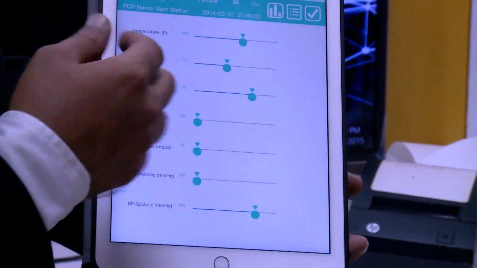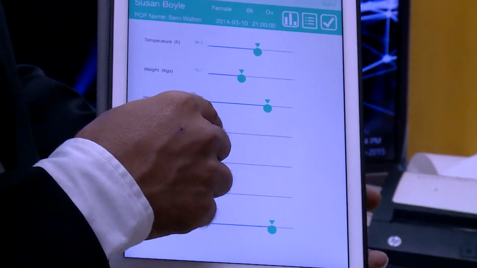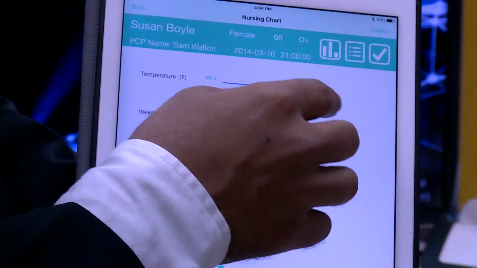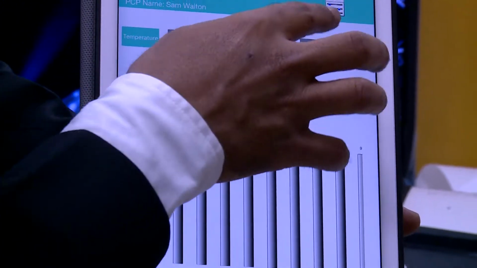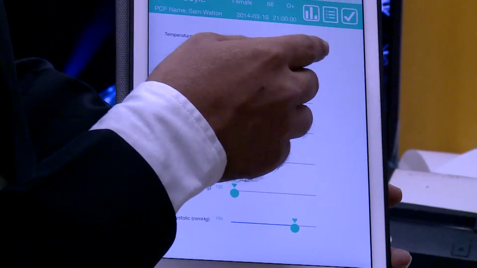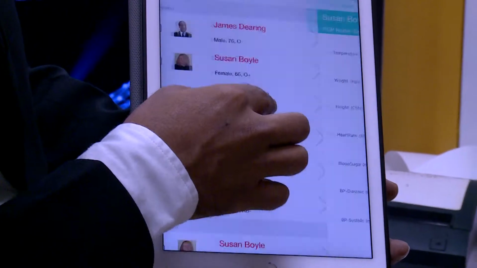Now for the same patient, if it is a patient who has been in the hospital for quite some time, there would be a need for looking at the historical data of the patient. So the historical data of the patient would be available for the nurses to see.